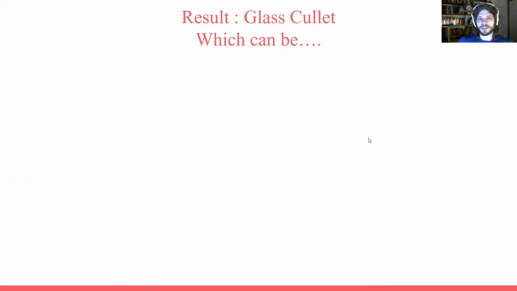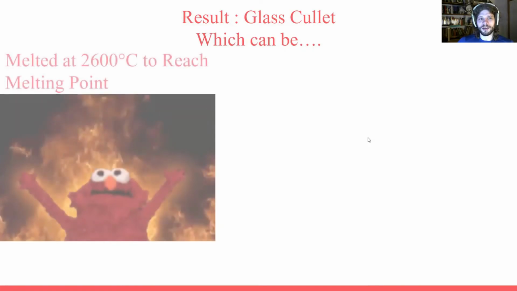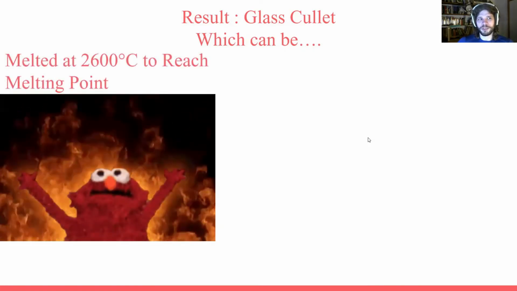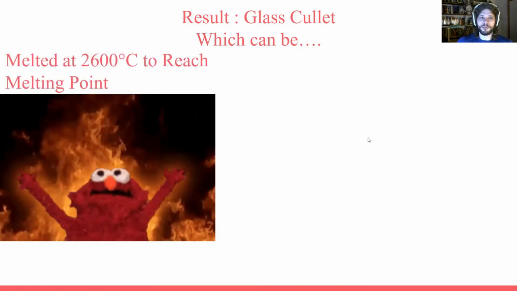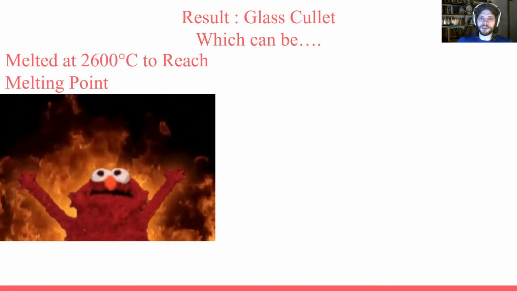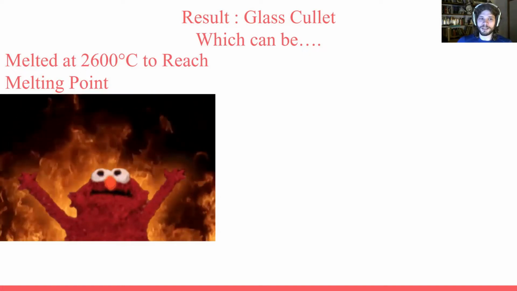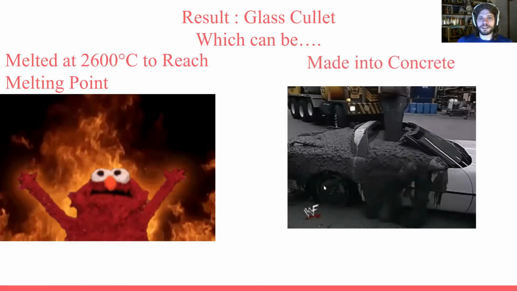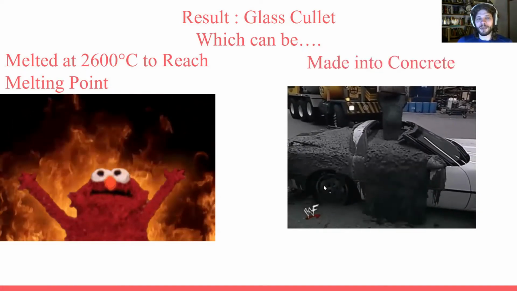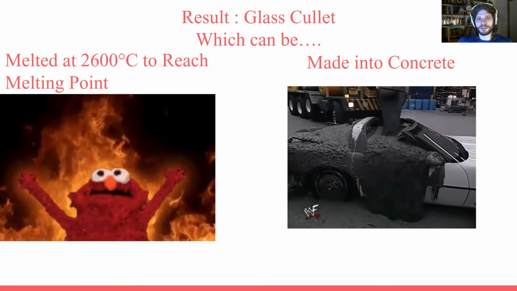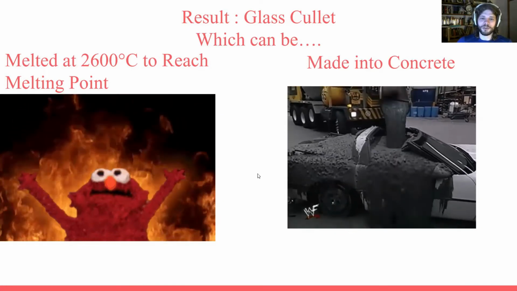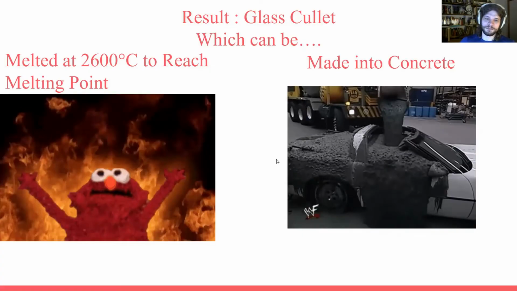And these small pieces of glass can be used in 2 different ways usually. The first way is to melt them down at about 2600 degrees Celsius, which is the melting point for soda lime glass. And the second way is they can be used to make concrete. Instead of using sand, you use glass cullet. It's stronger than the usual sand concrete.